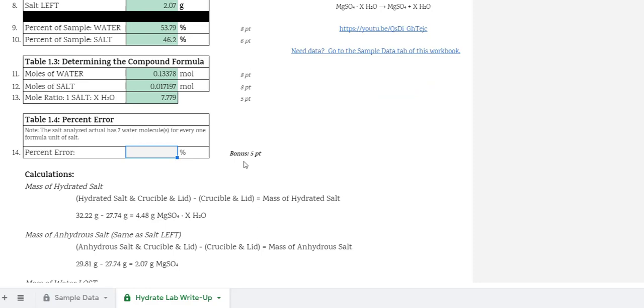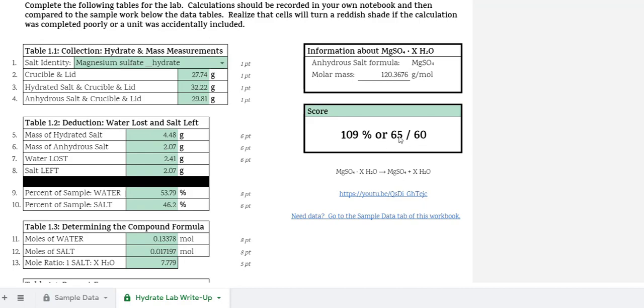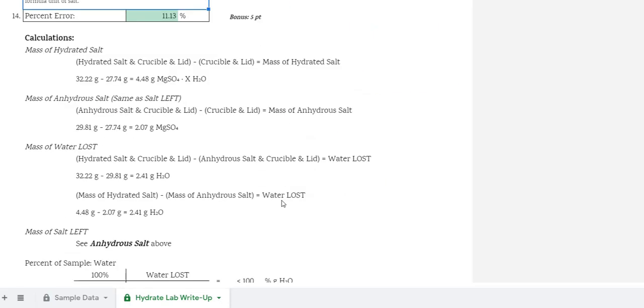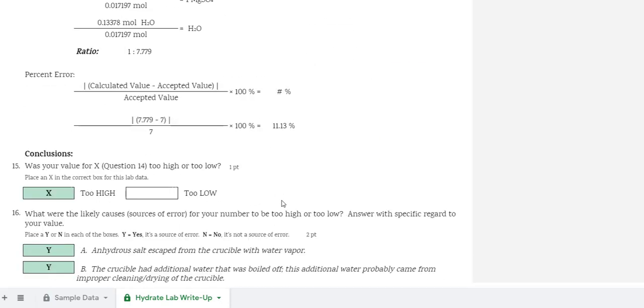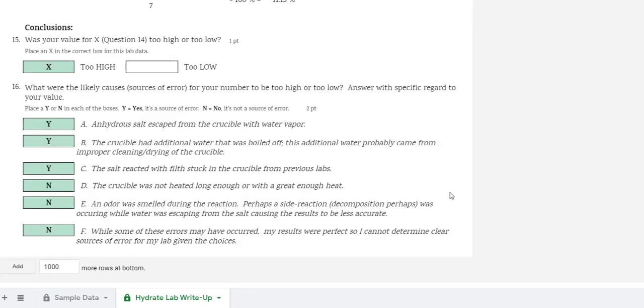In order to get the bonus, you'll go ahead and you'll insert that in question number 14. If your teacher has not set it up as bonus, just do it as part of your lab. Don't forget the final questions and whether your value was too high or too low. You'll notice that you can select with an X too high or too low, and it will turn green or red. I got 7.779. That was too high. I expected 7. Make sure you read through all of the sources of error.